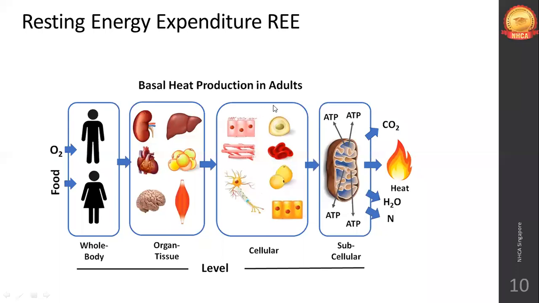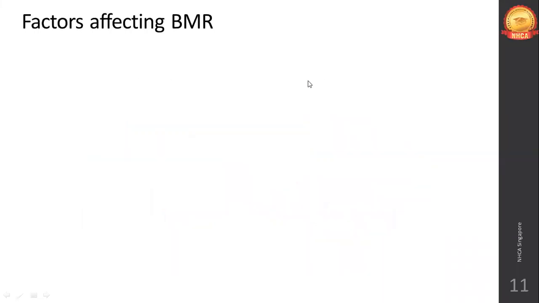So these are the different levels where your basal metabolic heat is being produced in adults, and not just in adults but in all age groups. This is the same theme. Now coming to the factors which will affect this resting energy expenditure.